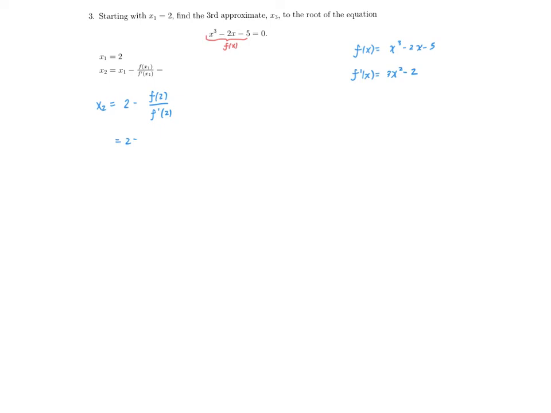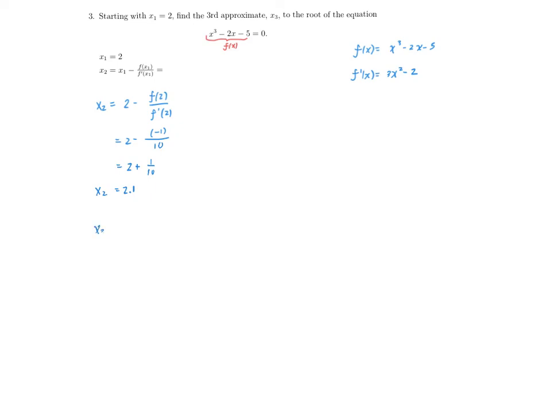F of 2, by inspection, we can see is 8 minus 4 minus 5. So that would be a minus 1. And f prime of 2 is going to be 3 times 4, so 12, minus 2. And this is a problem that we can actually complete by hand. X sub 2 is equal to 2.1. But in general, when it comes to Newton's method, we are most likely going to need a calculator. It's not the type of computations we do quickly and easily in our head.